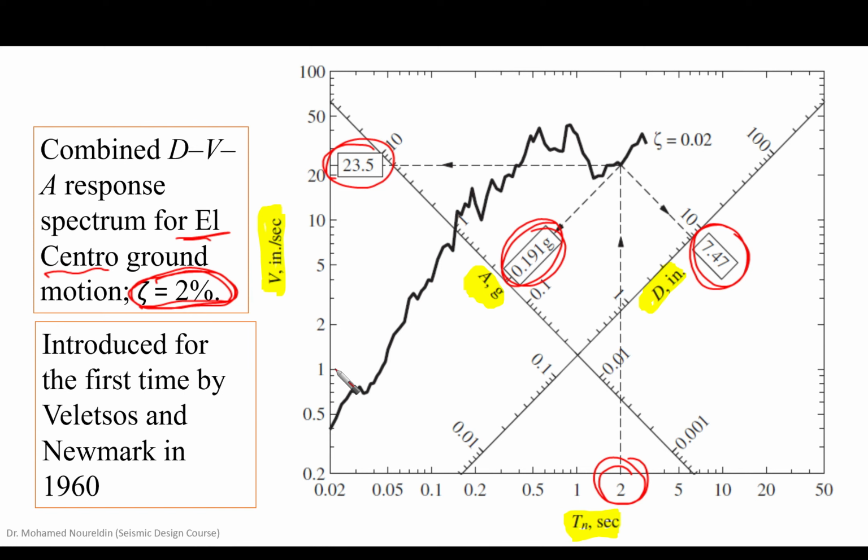The first time that this graph was introduced, it was in 1960 by Velocitus or Velocitus, I think, and Newmark. Newmark is very famous in earthquake engineering, and also Velocitus. I'm not sure about his name. I hope the way that I'm pronouncing the name is right, but he seems to be like Italian or something like this. But anyway, these are the names, and this is the first time this graph has been introduced. It was in 1960.